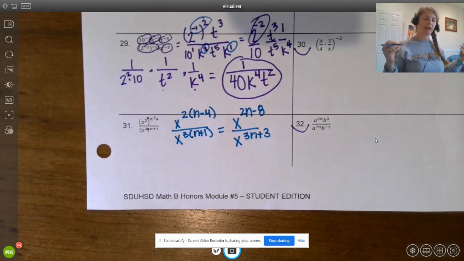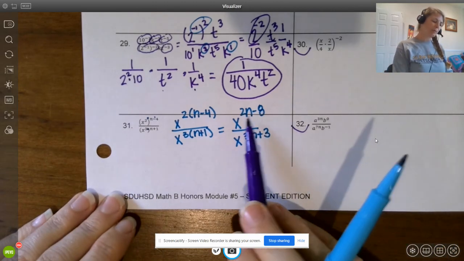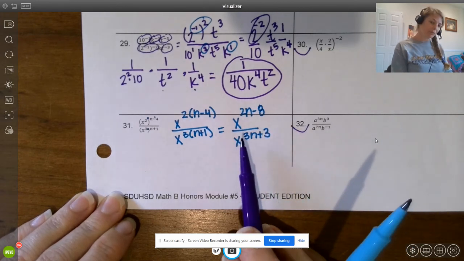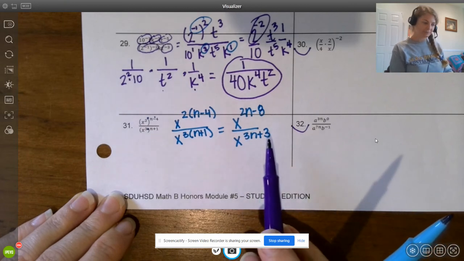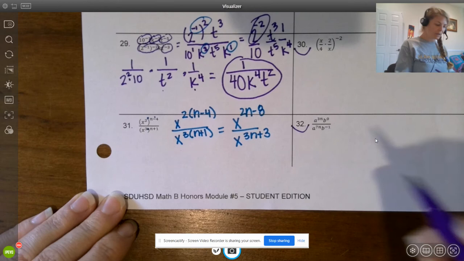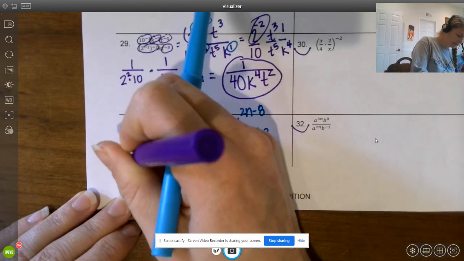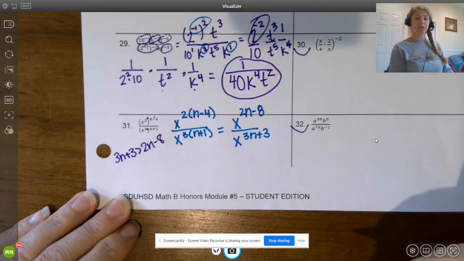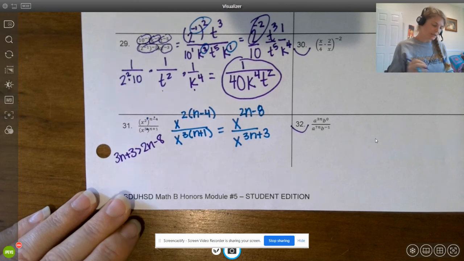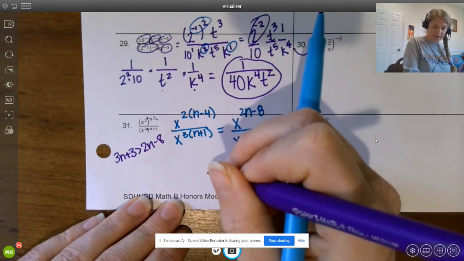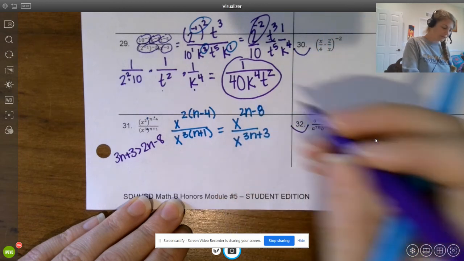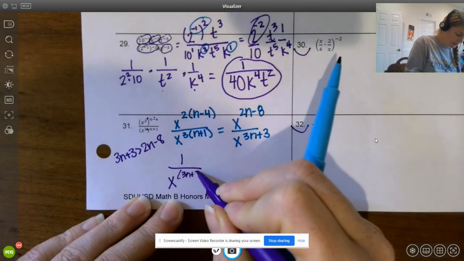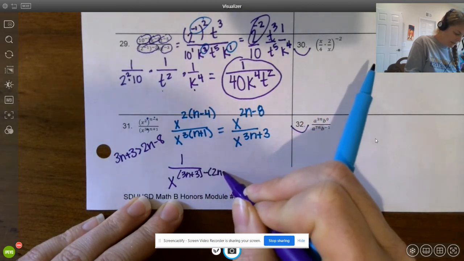So we just have to ask ourselves, which exponent is larger? Well, if you take a number, multiply by 2, and subtract 8, that's going to be smaller than if you take that same number, multiply by 3, and add 3. Very interesting. So what we want to note here is that 3n plus 3 is going to be greater than 2n minus 8. Because we always want to ask ourselves, where is the bigger exponent? Where are those leftovers going to be? So we know that the leftovers are in the denominator. So this is x to the power of 3n plus 3 minus 2n minus 8.